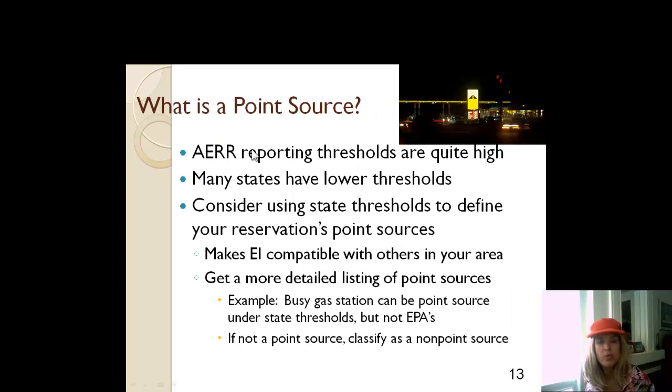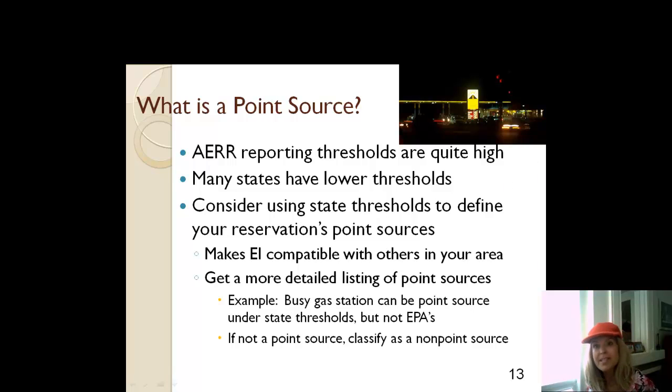So the federal reporting thresholds are pretty high. Many states have lower thresholds, and it's important for you, if you remember, one of the data quality indicators is comparability, right? So you want your emissions inventory to be comparable to other emissions inventories, perhaps by other tribes, perhaps by the county, so that you can compare apples to apples or oranges to oranges. But you want to probably use the same definitions as the emissions inventory in your area.